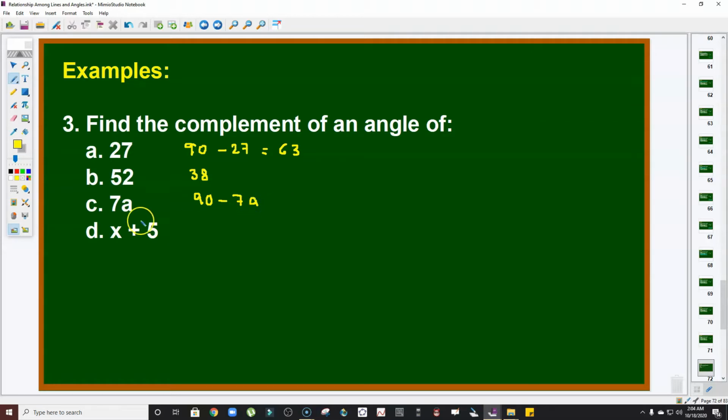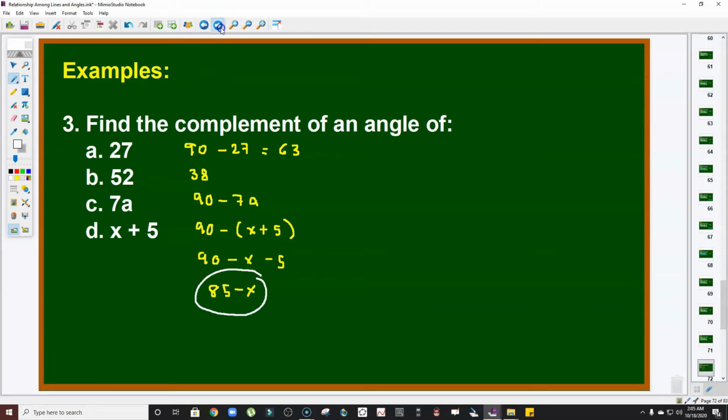Clear? Okay, how about letter D? Same procedure like in letter C. We have to subtract it from 90. So, 90 minus (x plus 5). Recall natin yung distributive property nung grade 7 kayo. This parenthesis is preceded by a minus sign. So, therefore, that will be 90 minus x minus 5. And 90 minus 5 is 85. Then, minus x. So, therefore, this is the answer in letter D.